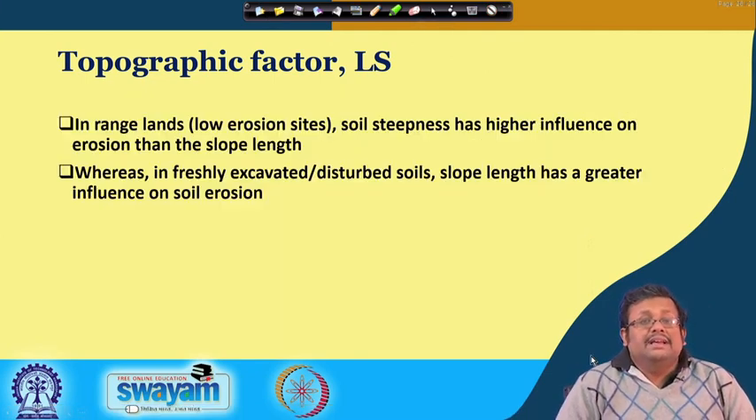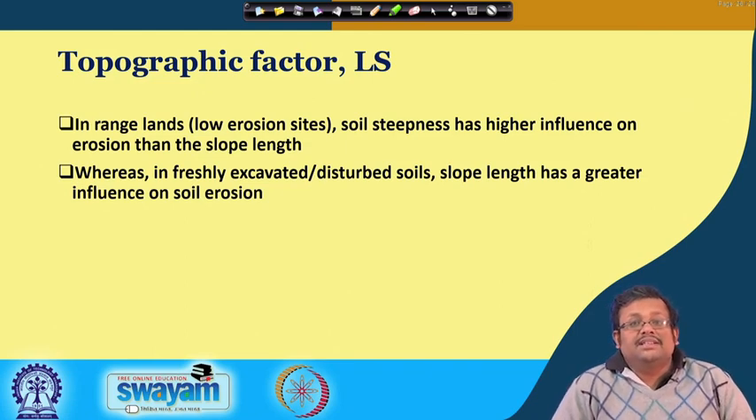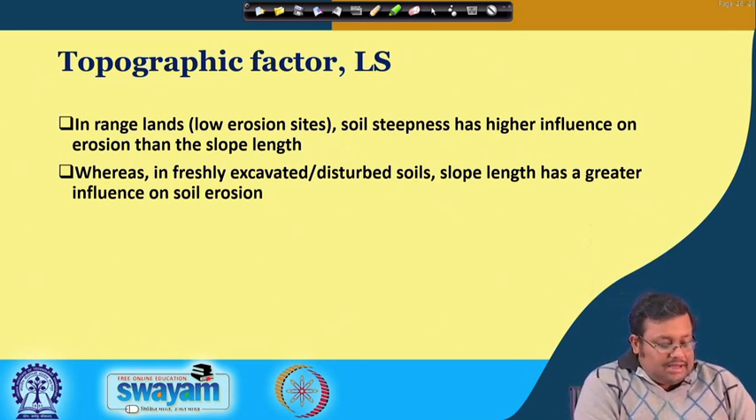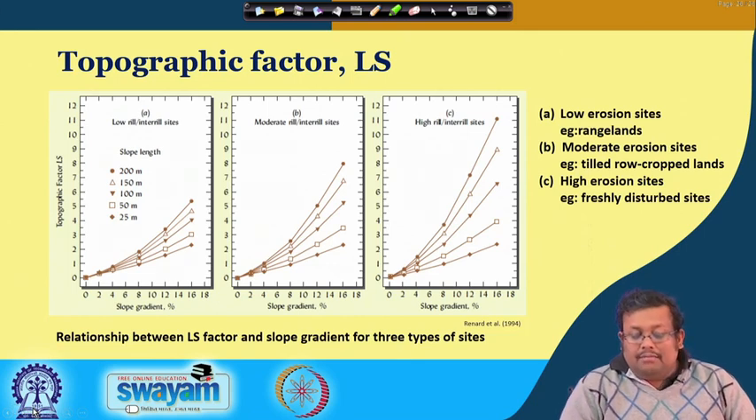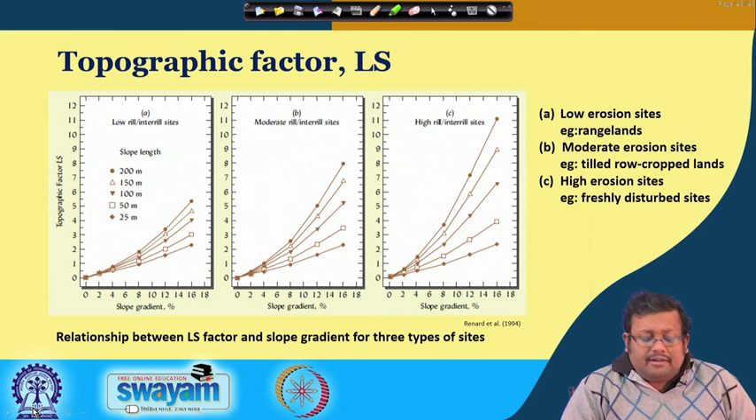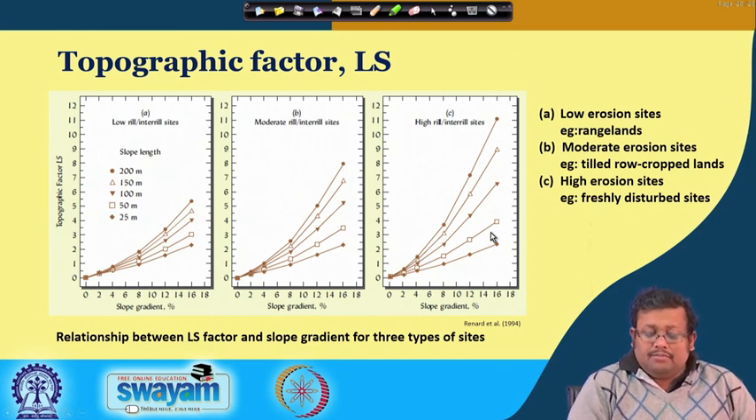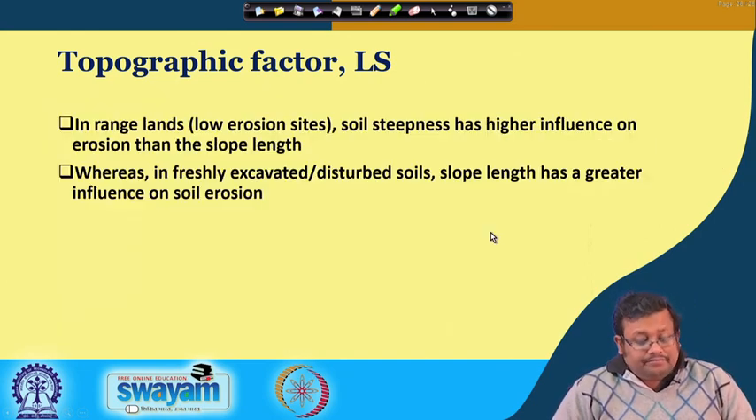So remember that in rangelands or low erosion sites, soil steepness has a higher influence on erosion than the slope length, whereas in freshly excavated disturbed land, slope length has a greater influence on soil erosion. So that was quite evident from these two different plots. For example, in this case slope gradient is more important, here the slope length is more important.